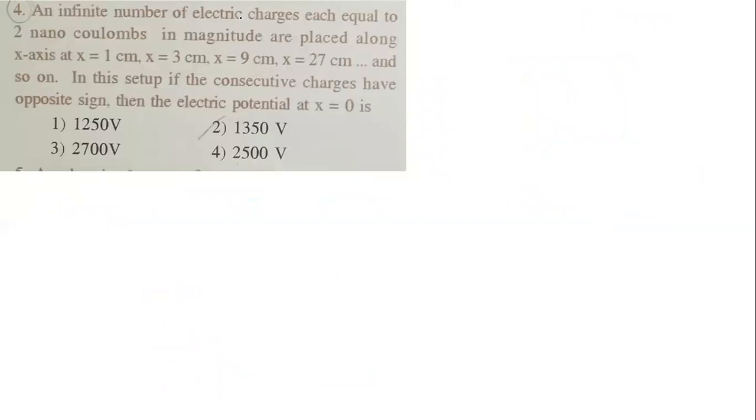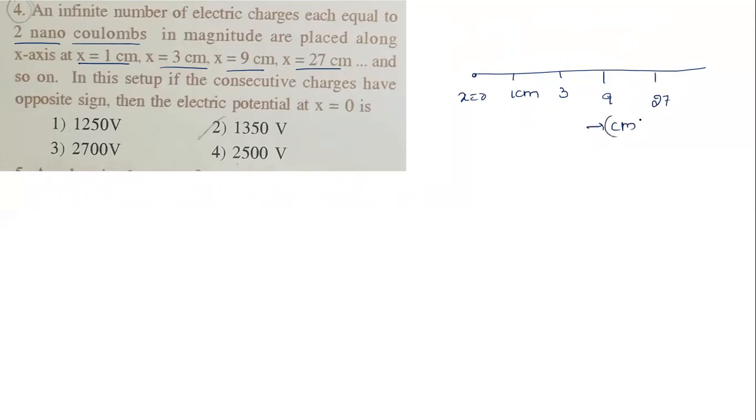An infinite number of electric charges, each of value 2 nanocoulomb in magnitude, are placed along the X axis at X equal to 1 centimeter, 3 centimeter, 9 centimeter, 27 centimeter, and so on. Like if I take a diagram, this is X equal to 0, this is the X axis, this is 1 centimeter, this is 3, this is 9, this is 27, in centimeters.